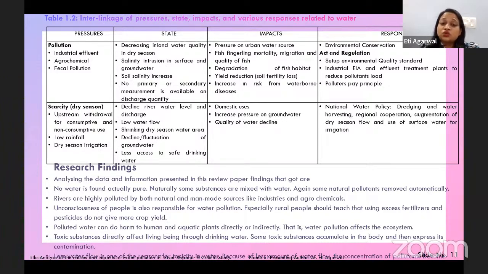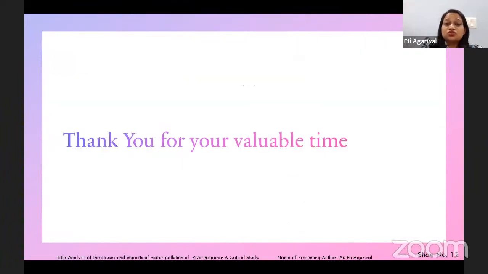So polluted water can harm humans, aquatic life and plants, directly and indirectly. This is how water pollution is affecting the ecosystem. There are toxic substances which directly affect living beings through drinking water, and some toxic substances actually accumulate in our body and then express their contamination. So that's it on my part.